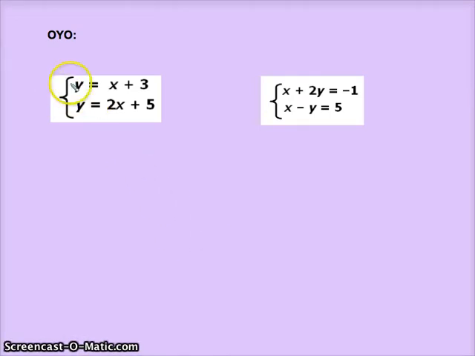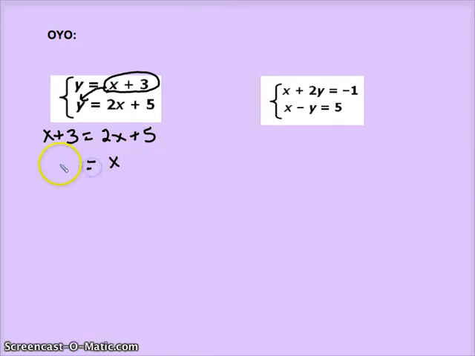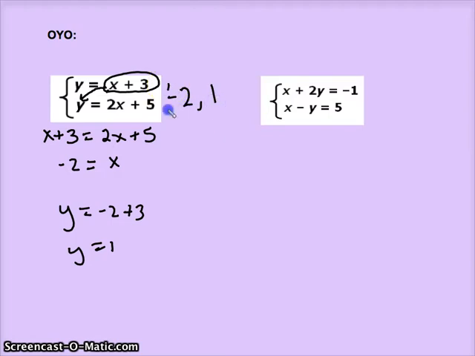Alright, for this first question, they're both solved for y, so I can take the value of y up top, which is x plus 3, and substitute it in for y in the bottom equation. x plus 3 equals 2x plus 5. Now I start solving, so I subtract x from both sides. So x, and I subtract 5, is negative 2. Okay, I take my value for x and plug it back into the original equation, so y equals negative 2 plus 3, and y equals 1. My final ordered pair is the ordered pair negative 2 and 1.